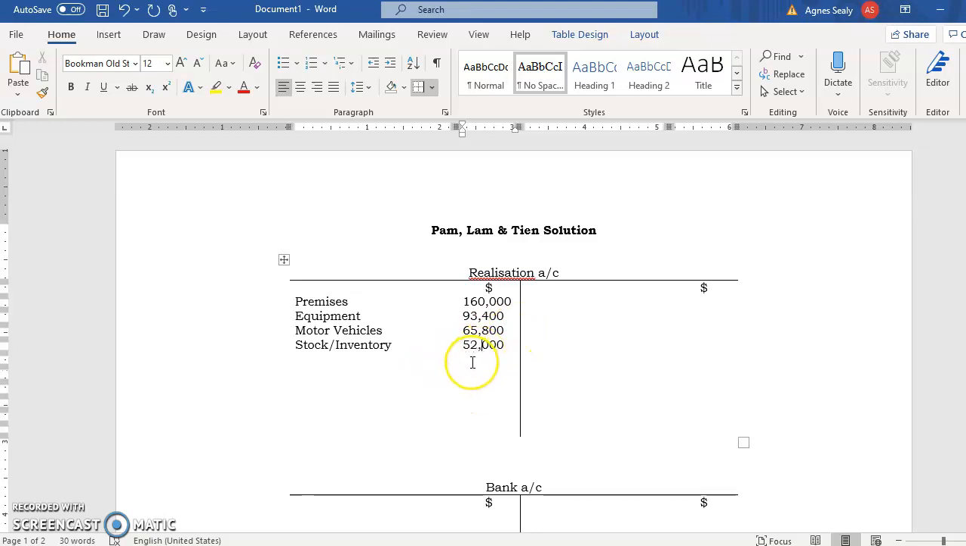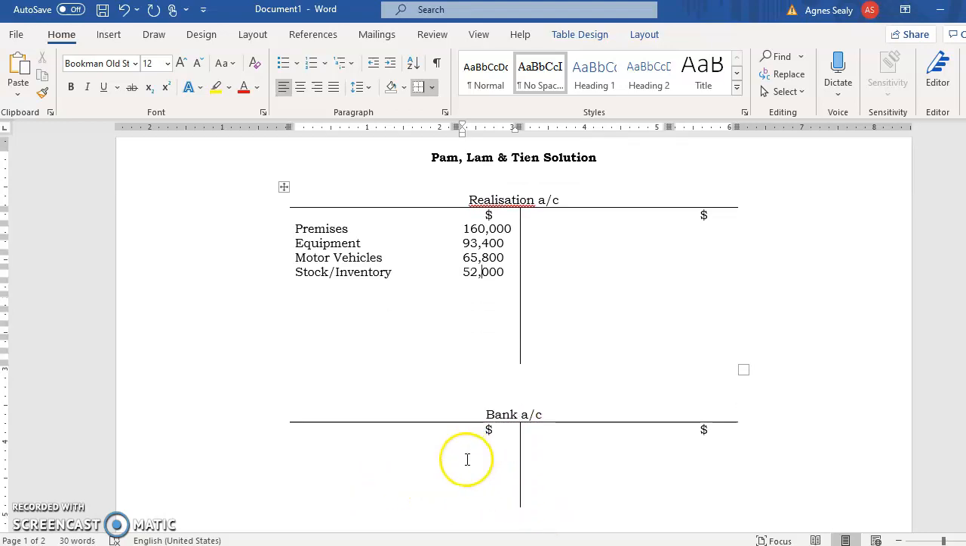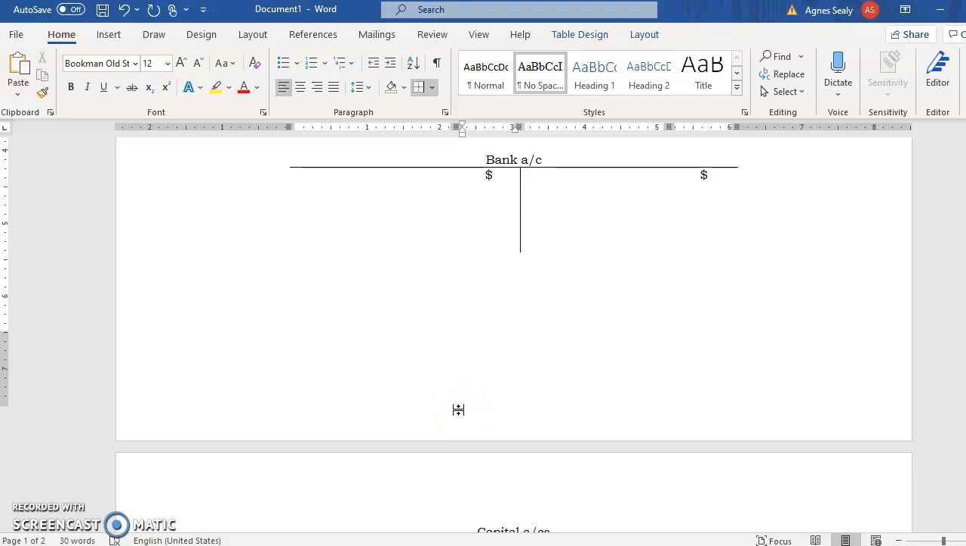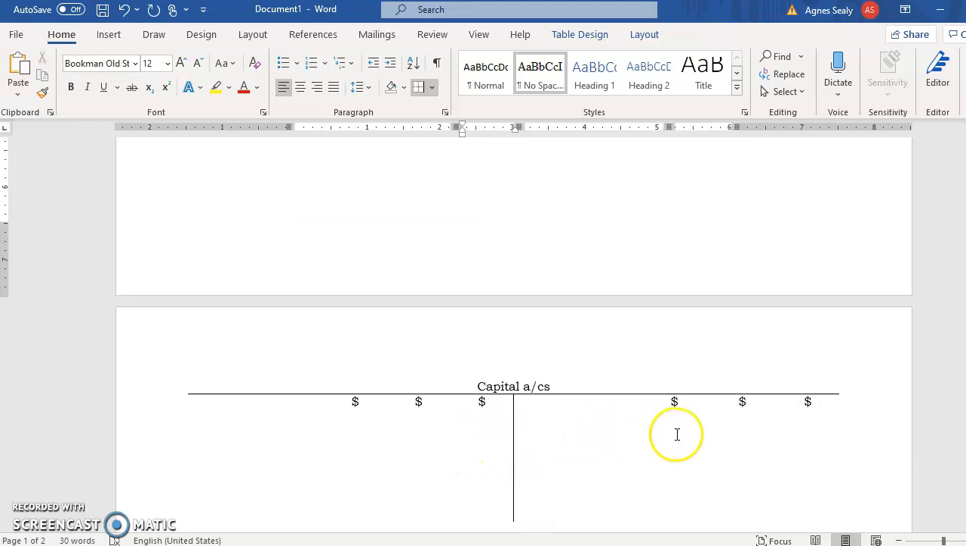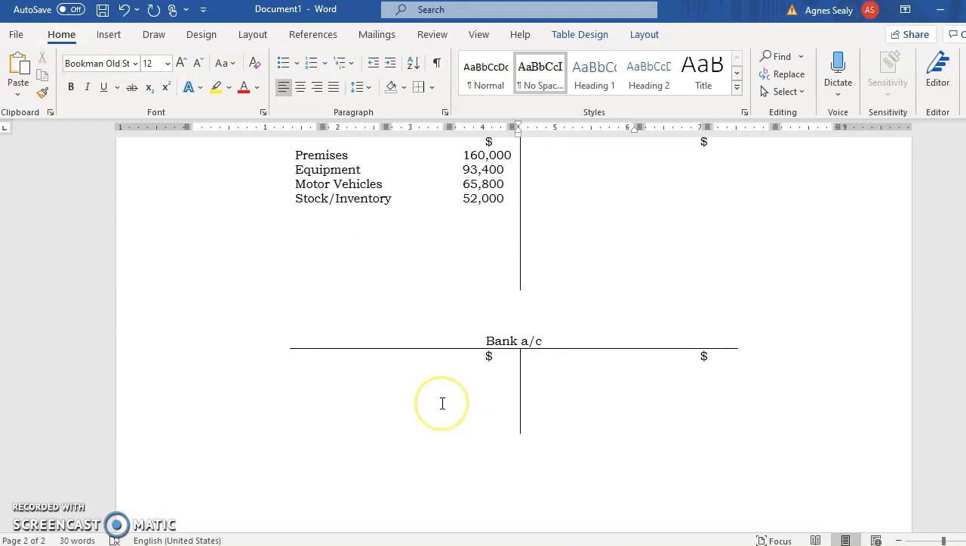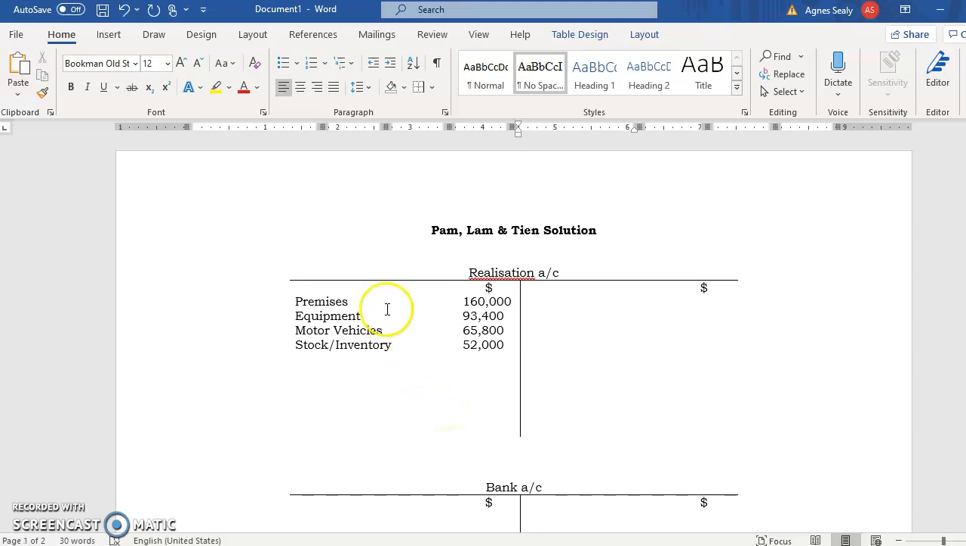And in our next video, we'll be continuing this realization account. We will also look at our bank account and our cash account. In the next video, we will enter the opening balance for our bank. We will also then enter the opening balances for our partners and their capital accounts. And we will continue this question with respect to Pam, Lam, and Tien.